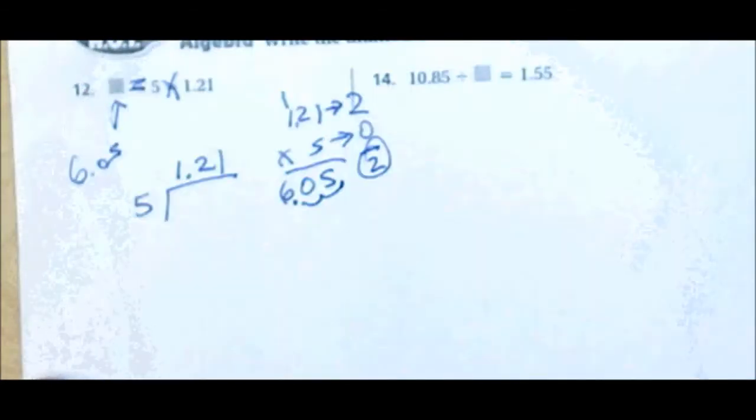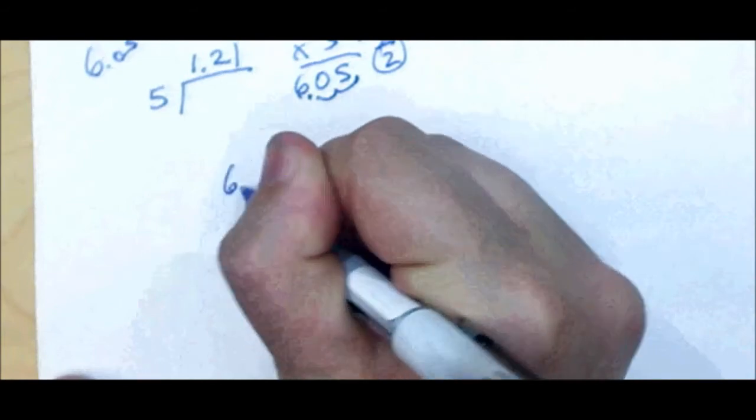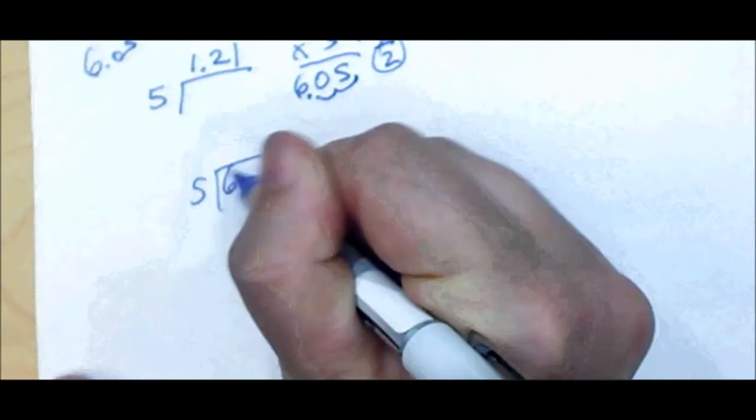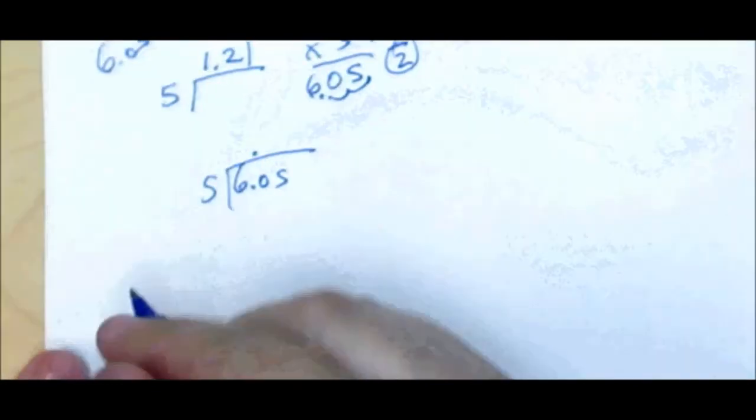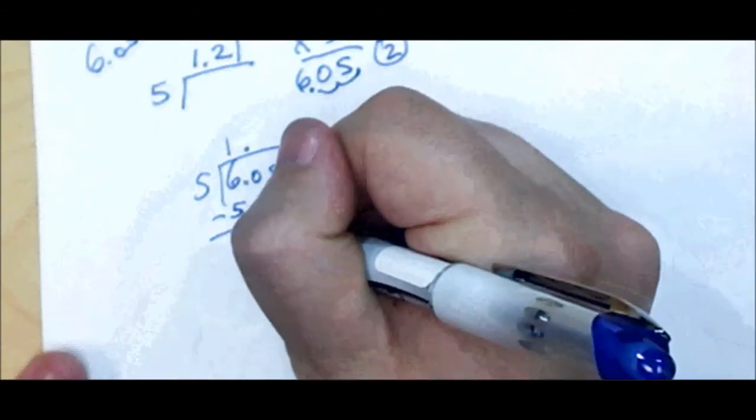Now, I'm going to test that out. I'm going to divide 6.05 by 5 and see if I get 1.21. 6.05 divided by 5. So I have a decimal here. I put that up here. 5 goes into 6 one time. 1 times 5 is 5. I subtract. I get 1. That is less than 5, so that checks out.